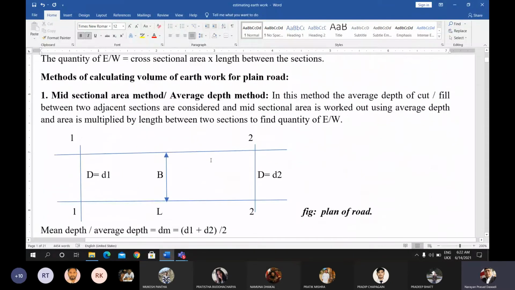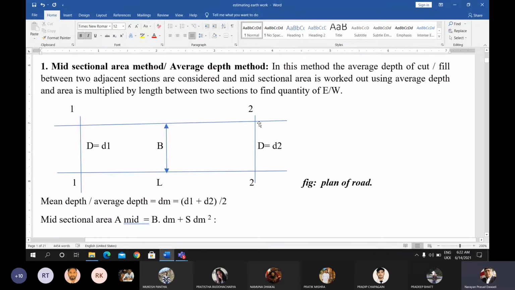Now, the mid-section area method. Look at this section, which is the plan of the road. I have taken two sections, section 1 and section 2. The length between these sections is L meter, and the formation width of the road is B meter. This is the plan, and the depth of cutting or depth of filling for section 1 may be D1, and for section 2 the depth may be D2.